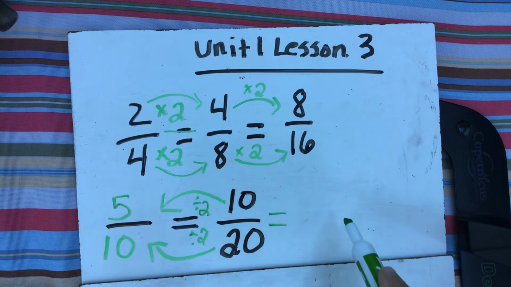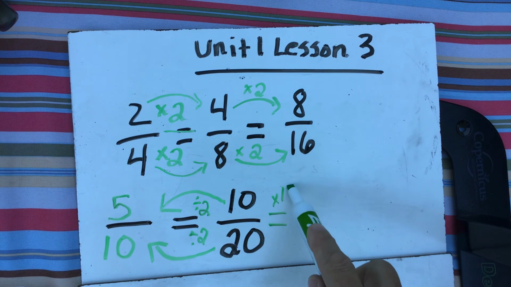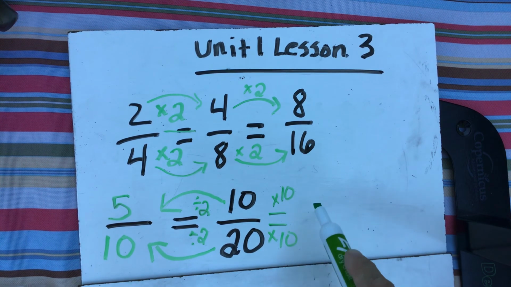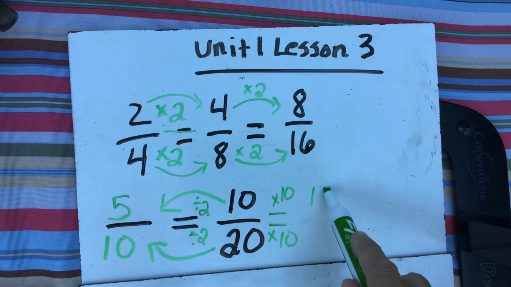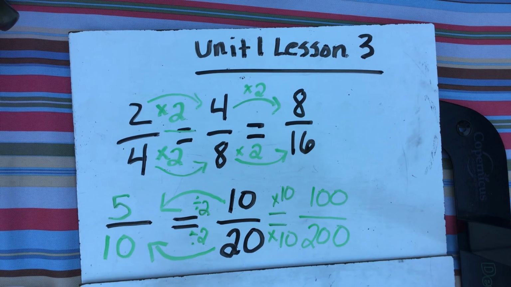I could make any equivalent number. I can multiply it times 10, as long as whatever I do to the top, I do to the bottom. 10 times 10 is 100. That's my new numerator. And the bottom is 20 times 10. That's 200. 10/20 is the same as 100/200, or 100 out of 200.